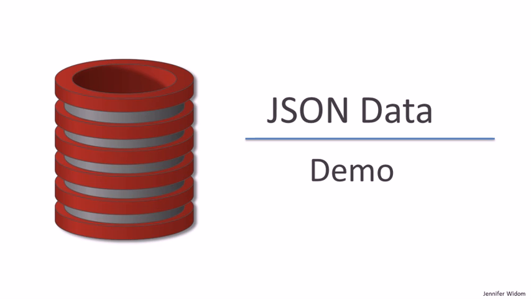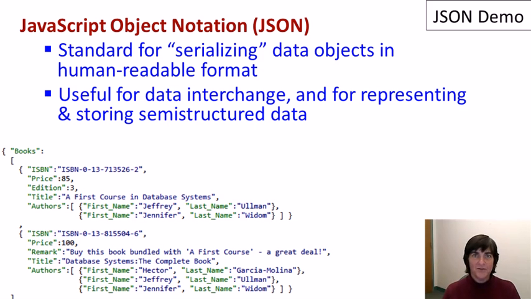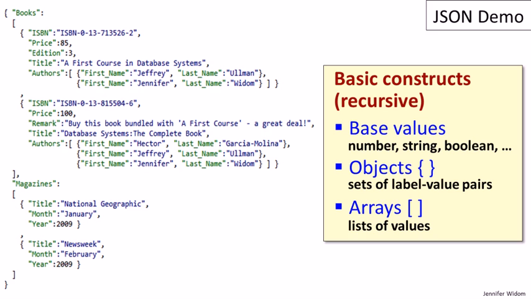In this video, we'll see a demonstration of JSON data. As a reminder, JSON stands for JavaScript Object Notation, and it's a standard for writing data objects into a human-readable format, typically in a file. It's useful for exchanging data between programs, and generally, because it's quite flexible, it's useful for representing and storing data that's semi-structured.